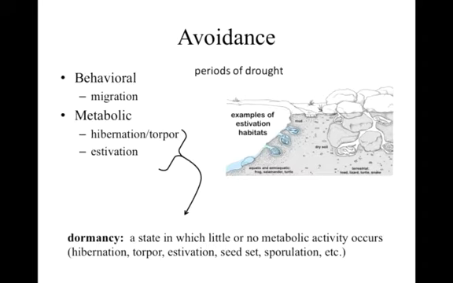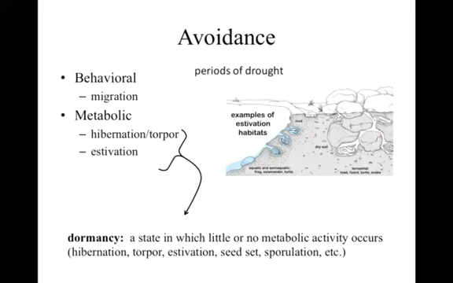So both hibernation or torpor and estivation are forms of dormancy. Again, these are states with very little or no metabolic activity. And that's good because if they don't have any metabolic activity, they're not using energy, so they don't have to get a lot of energy. And that means they don't have to be out foraging in this terrible, stressful environment. They don't have to be out experiencing these conditions that might kill them.